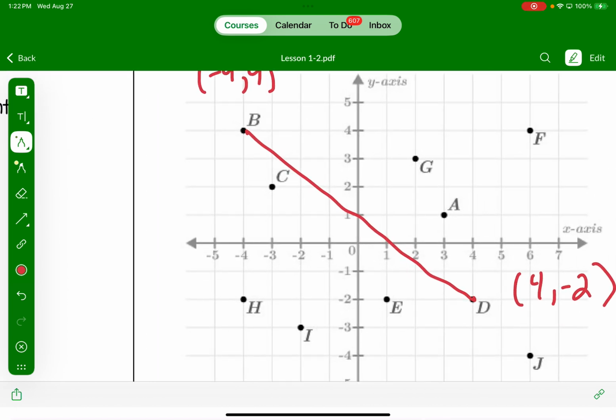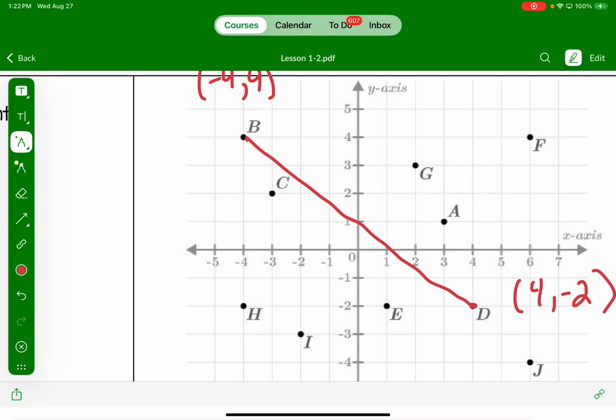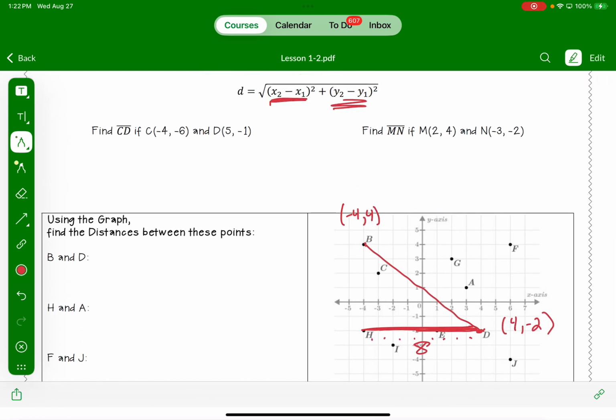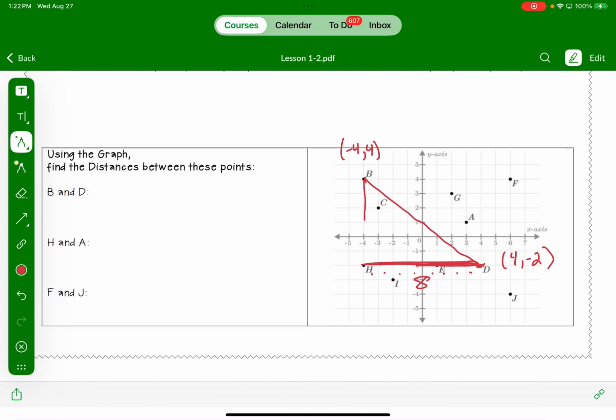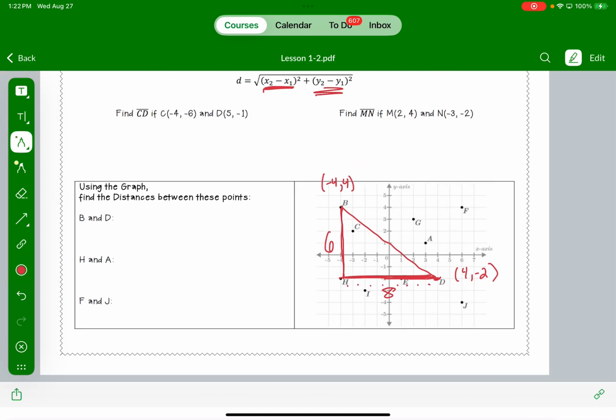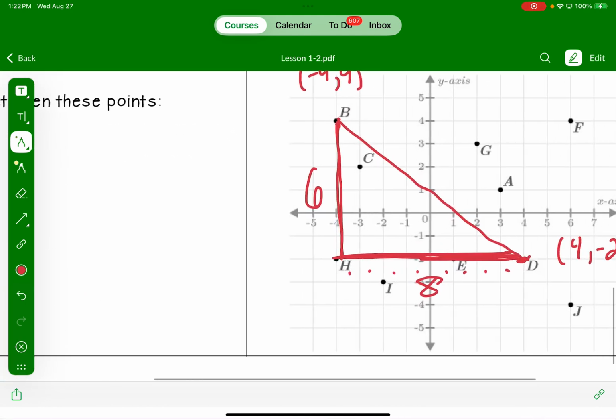So when I am doing x2 minus x1, we are actually figuring out how far apart horizontally, right, is D from B, right? We're finding this distance. Well, on a graph, can we count how far apart they are? Yeah, 1, 2, 3, 4, 5, 6, 7, 8. Right, and then the y2 minus y1 is counting how far apart they are vertically. So 1, 2, 3, 4, 5, 6. And when you look at a graph like this, now what does this kind of look like? Triangle. Specifically what kind? Right triangle.